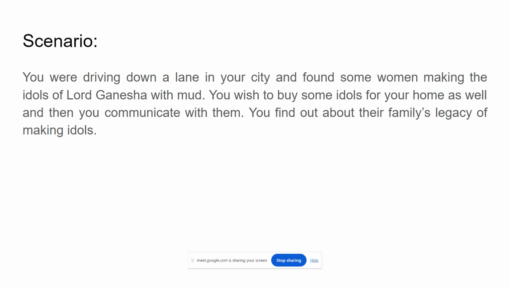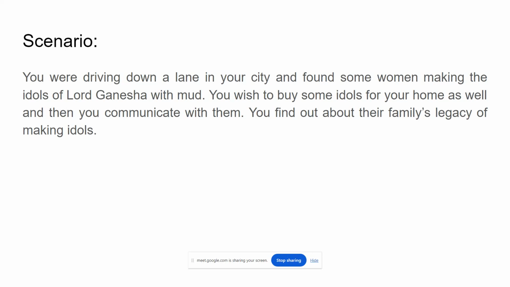And you found some women making the idols of Lord Ganesha with mud, or you maybe just think of it as clay. So you wish to buy some idols for your home, because you just want to help them, and also you thought these are such pretty idols, so I just want to take some home. And then you communicate with them while you are shopping, you talk to them about some things. So you found out about their family's legacy of making idols.